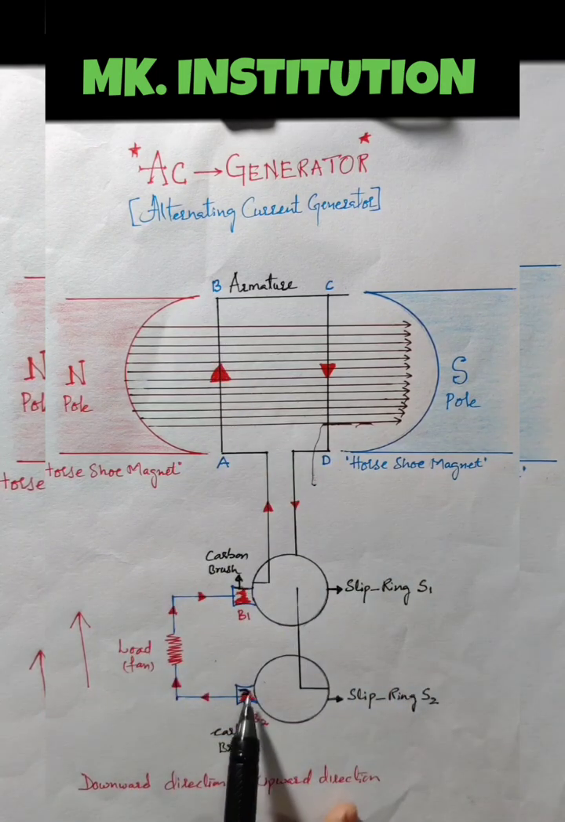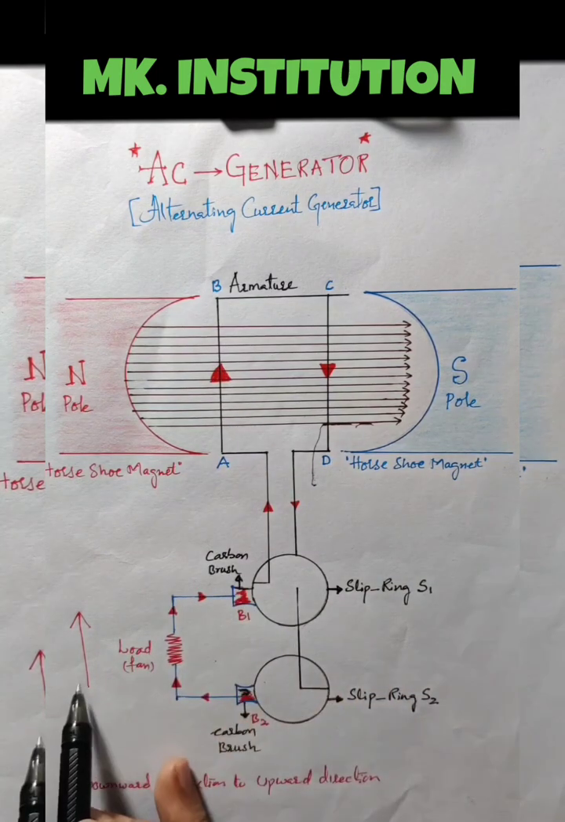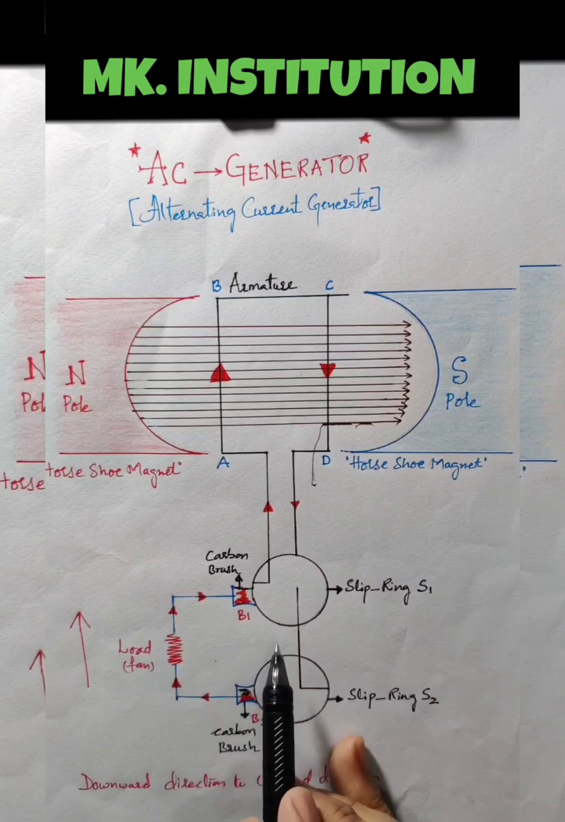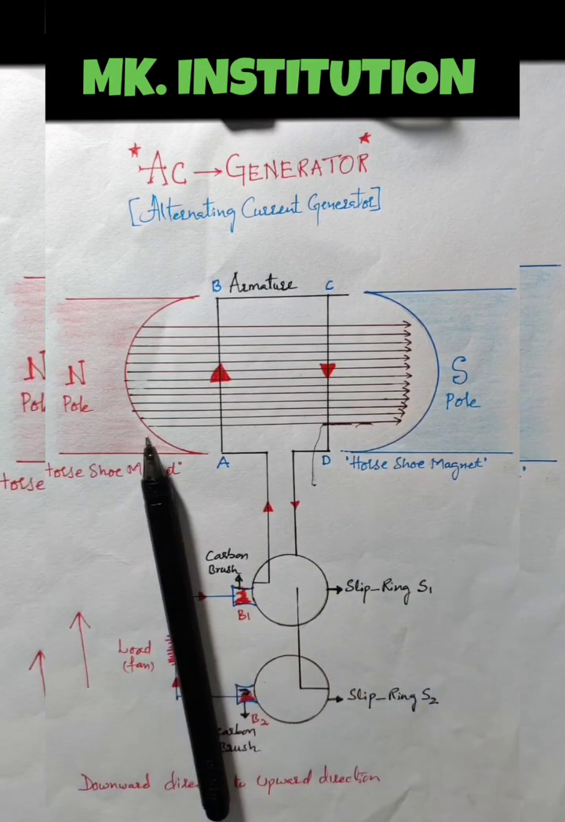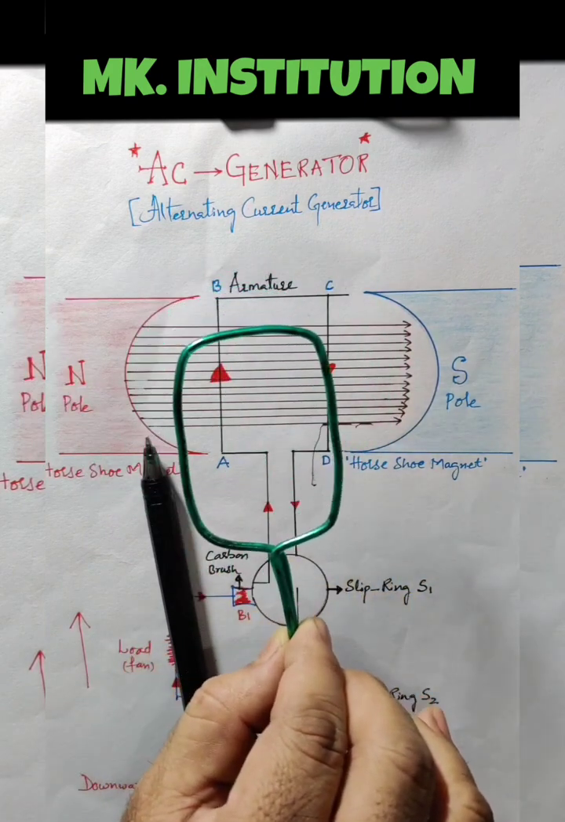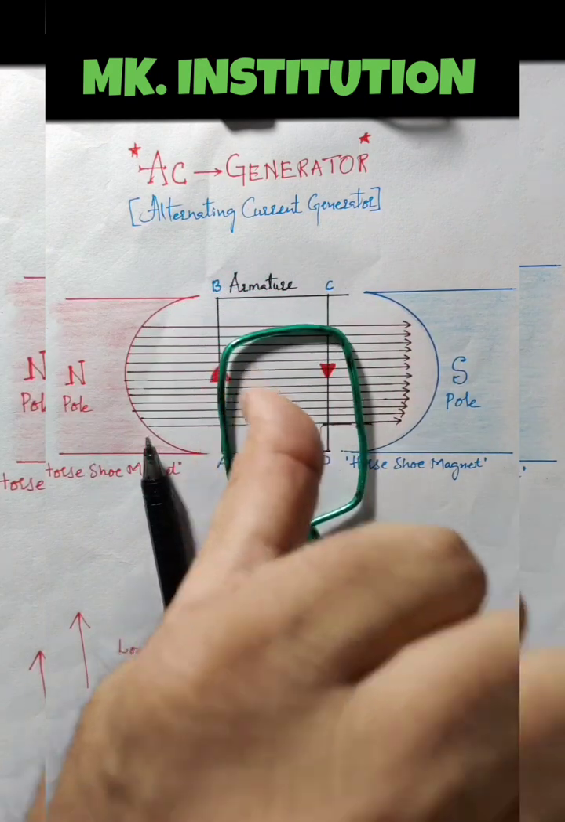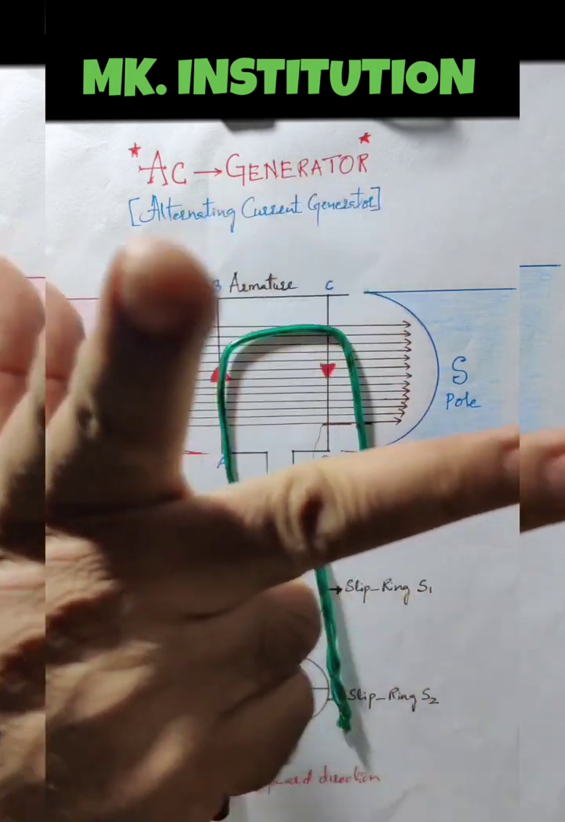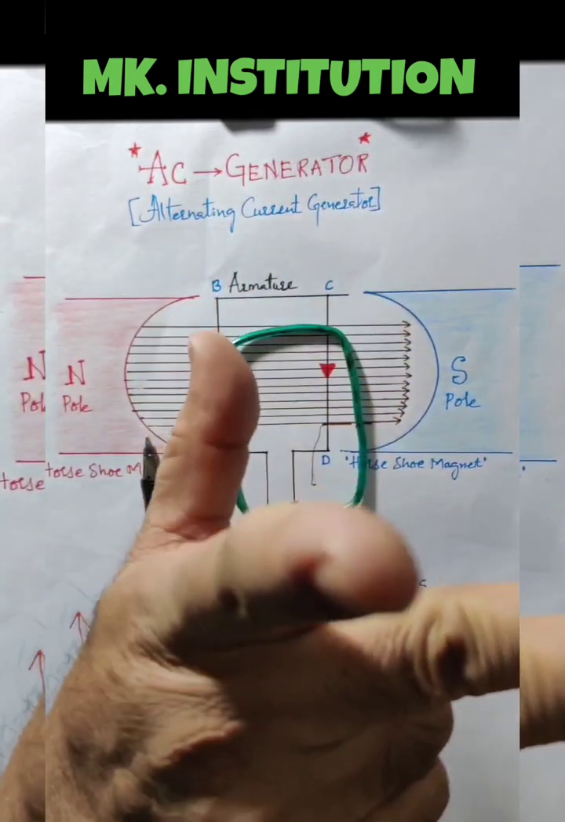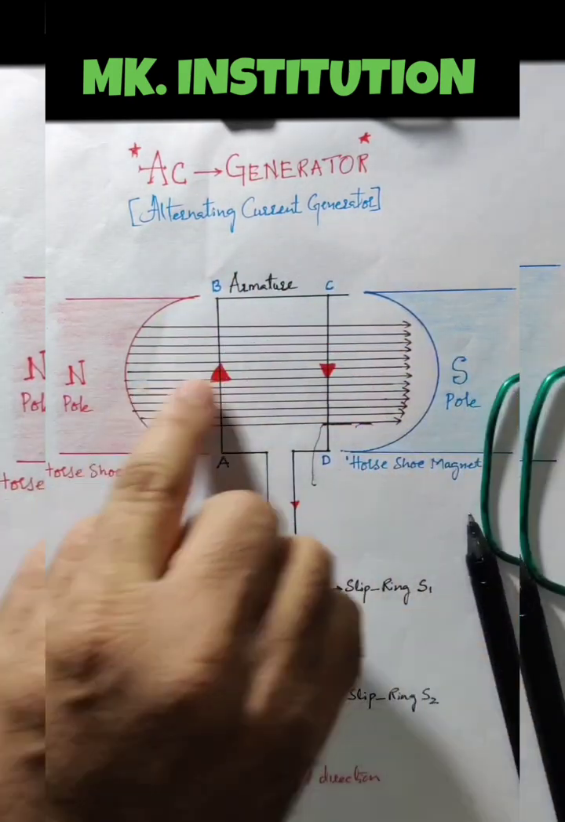In the first phase the current is moving from down to upwards. See the arrow mark I have shown here. I think you understood. Once again I'll tell you how the current is moving here. When the armature is moving, Fleming's right hand rule applies here: force backside, current upside, and the magnetic field lines are this side, north to south. Force this side, according to these lines.